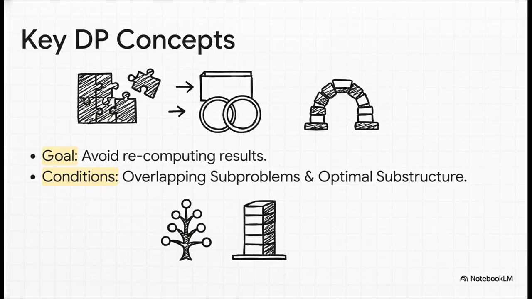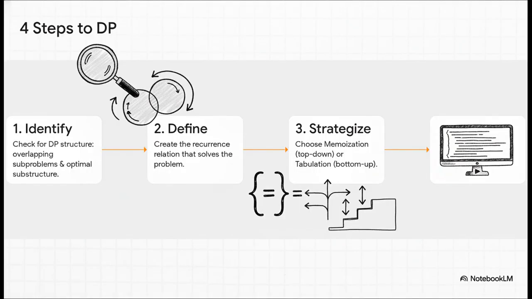And finally, what are the 2 main strategies? There's tabulation, which is the bottom-up way we just did with the knapsack problem where you fill out a table, and then there's memoization, which is more of a top-down recursive way that just remembers or caches its results as it goes along. So, when you're out there and you face a tough problem, here is your 4-step plan.